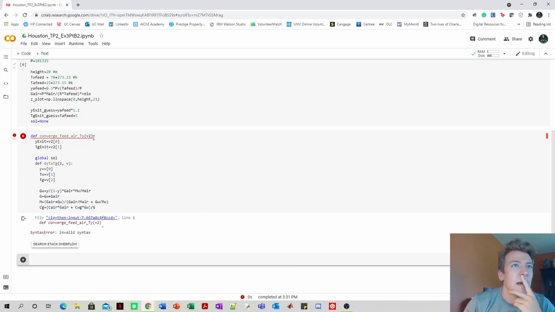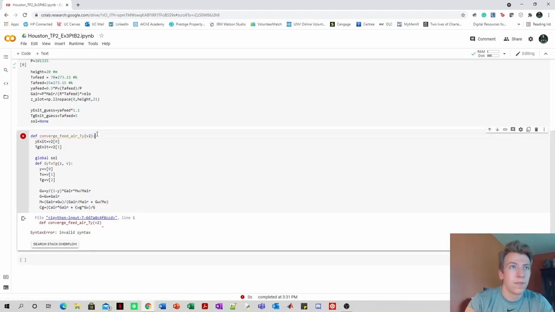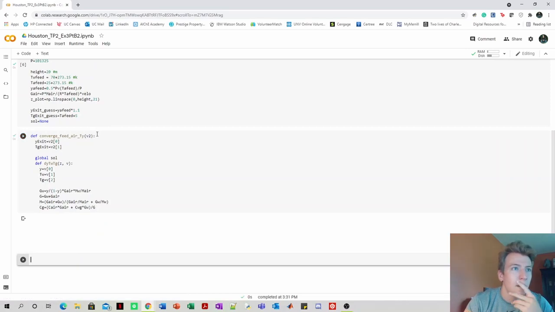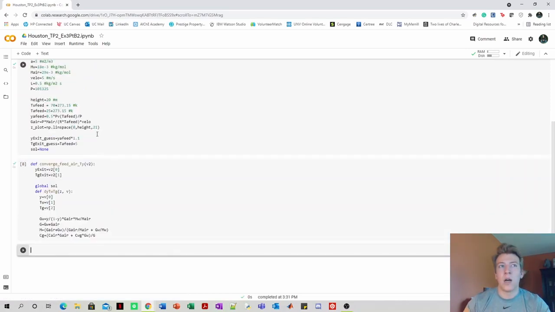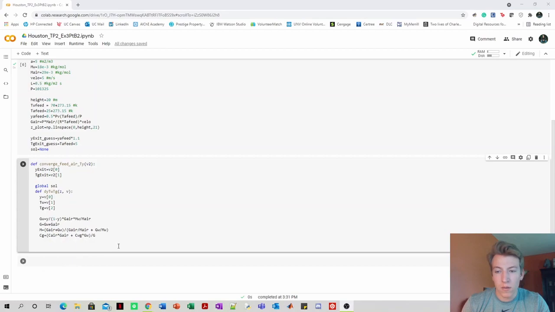Oh, I just forgot a colon. Let's try this again. All right, it ran that time, so good for that step. So now we want to input our differential equations that we know.